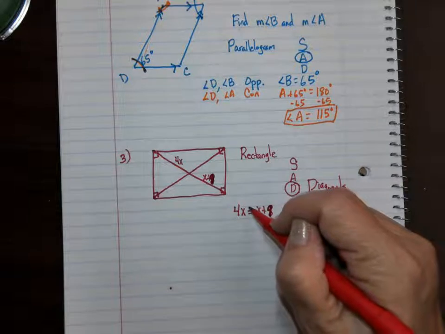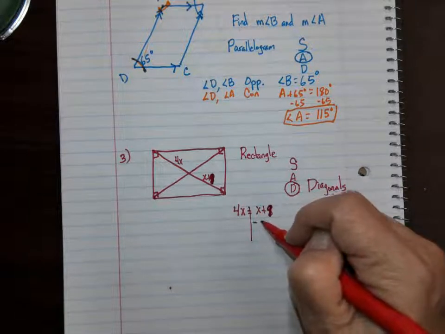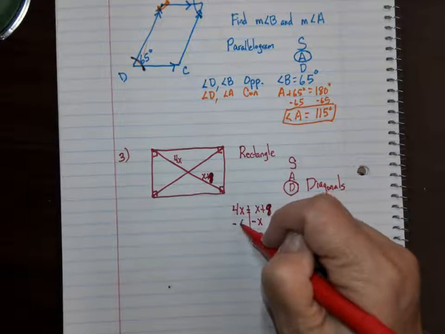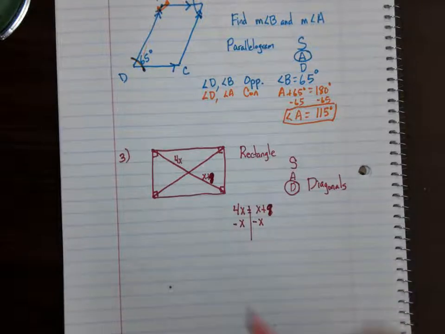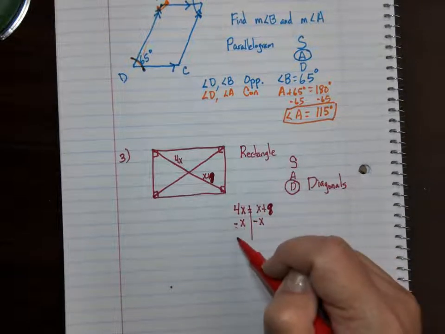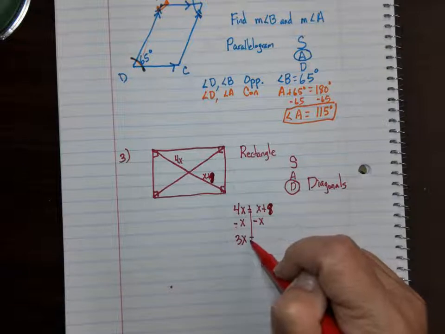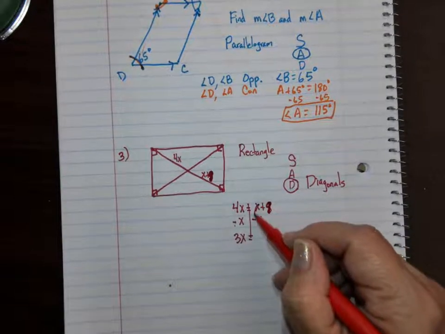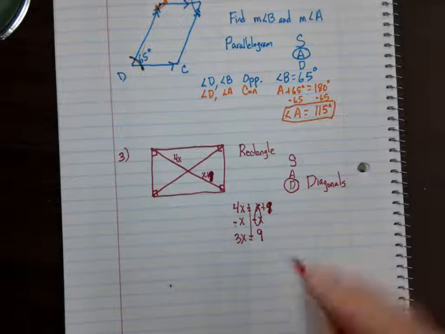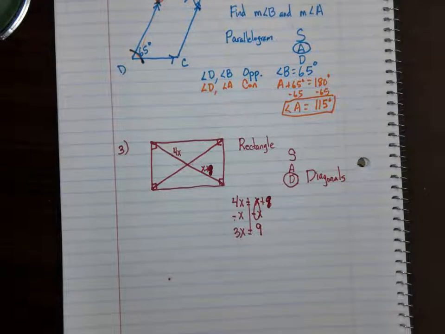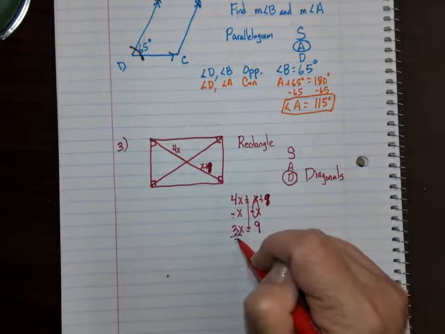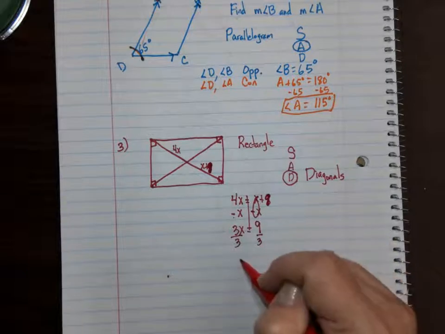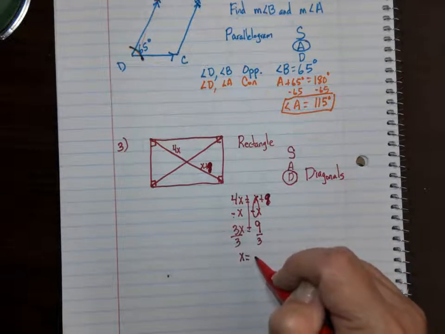Alright. So now we're going to subtract x from both sides. 4x minus x leaves us with 3x. X take away x is 0, so bring down our 9. Then divide both sides by 3. X is equal to 3.